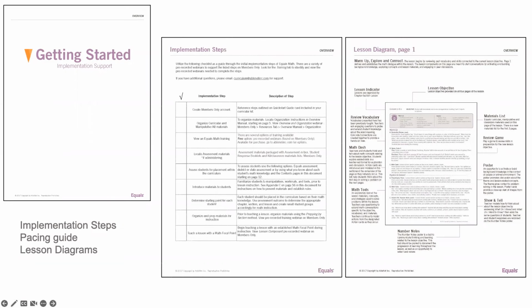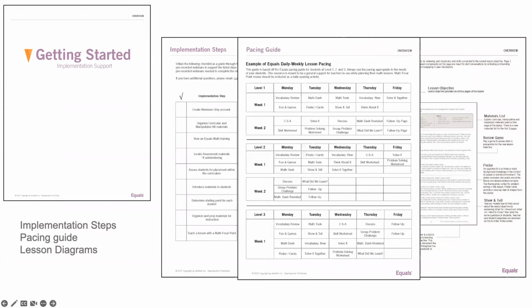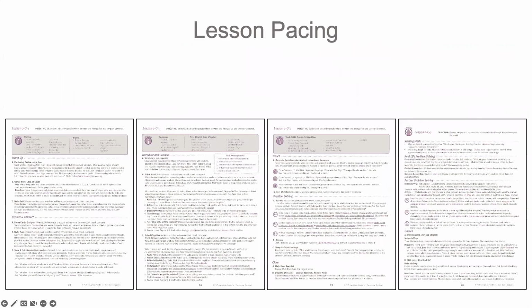Additionally, you'll also find a checklist of the Equals implementation steps within the Overview Manual. You can use this checklist right away to ensure that you are completing each step of that implementation journey. We also have a pacing guide, which I want to quickly clarify lesson pacing, as this oftentimes comes up as a question during initial training.